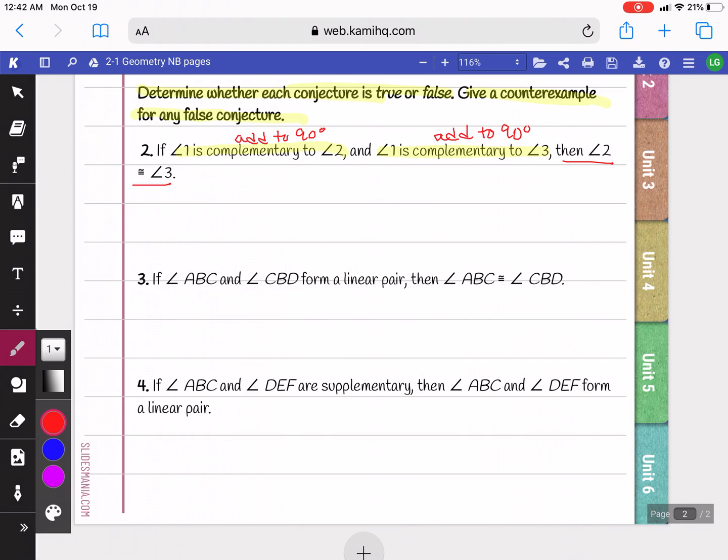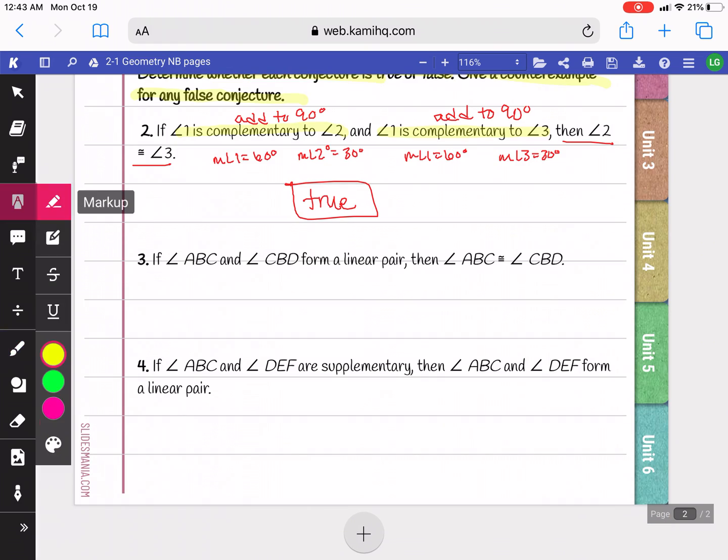Well, angle 1 could be any number. So let's say the measure of angle 1 is 60 degrees. If it's complementary to angle 2, then angle 2 would have to be 30 degrees. Again, we need to be consistent with angle 1. So if angle 1 is 60 degrees and it's also complementary to angle 3, then angle 3 would have to be 30 degrees. So our conjecture here is that angle 2 is congruent to angle 3. Since angle 1 is complementary to both angle 2 and angle 3, they have to be congruent for them to add up to 90 with angle 1. So this is actually a true statement.